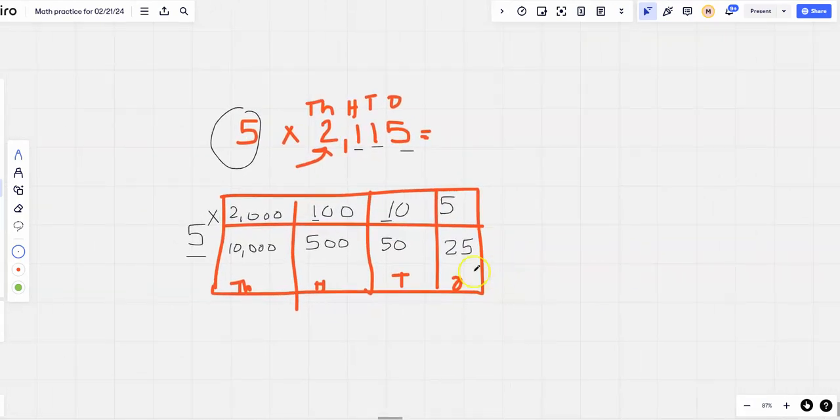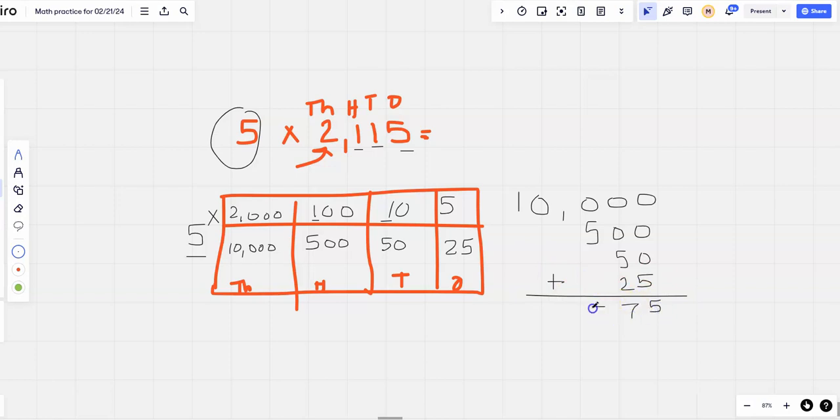Last and final step for an area model, we add them all together. We have 10,000. Remember when you're adding your numbers to please line up place value, okay? 500. If you put your numbers in the wrong place value, you will get a different answer. And then 25. We add all of these up, we're going to get 5, 7, 5, 0, and 10. 10,575 is our final answer.